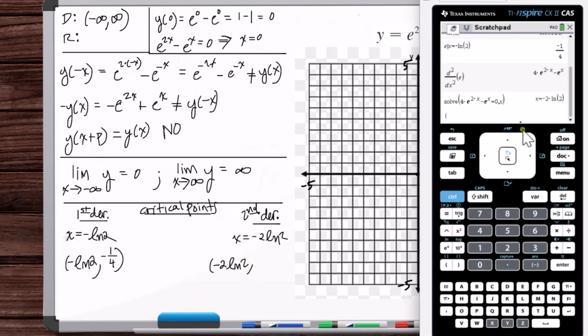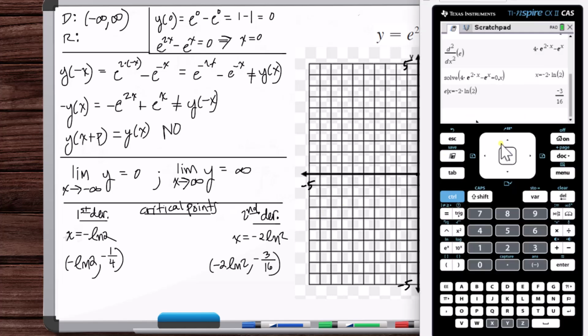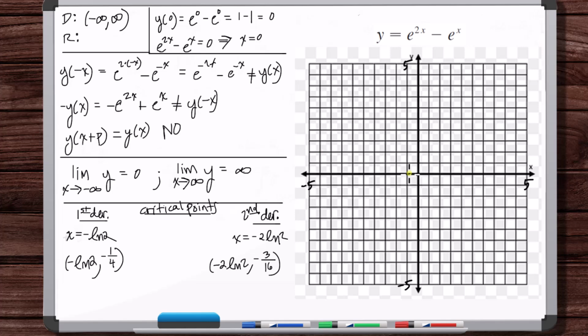What point is this? E with x equal to minus 2 times natural log of 2, minus 3/16. Okay, now let's plot these points. All right, minus natural log of 2 is what? Minus 0.69, and then minus 1/4. So minus 0.69, minus 1/4. Minus 0.69 is about right here, and then minus 1/4 is about right in there.